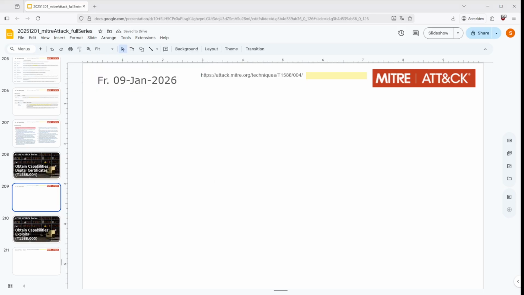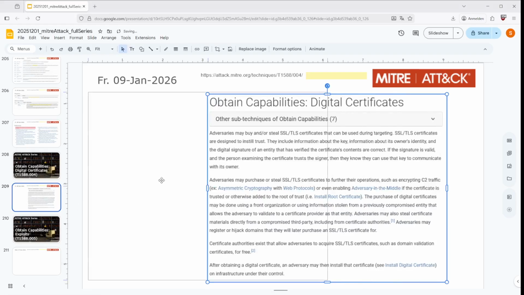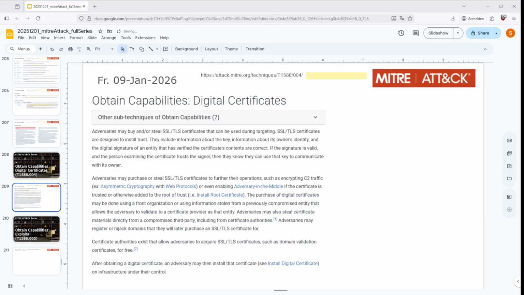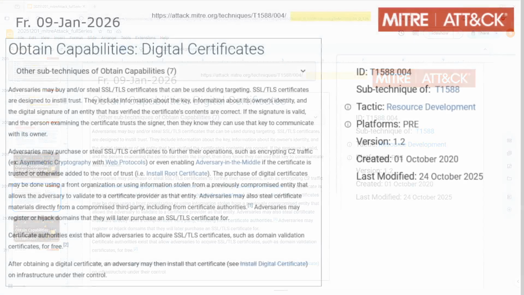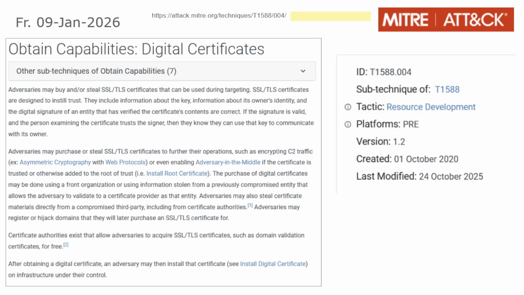Okay, now let me copy this obtain capability text. It's quite a bit of text this time. So let's copy it like this then. This on the one side and this right there on the other side. There we go, looks good. And now let's take a look at what we can learn here.